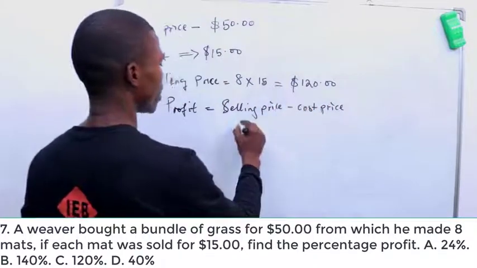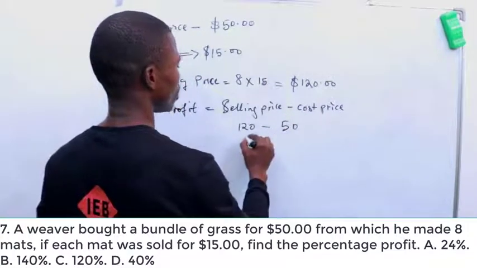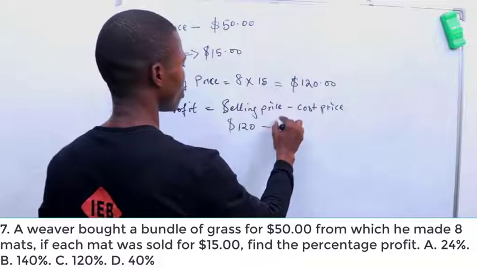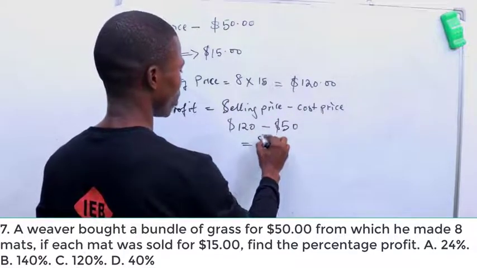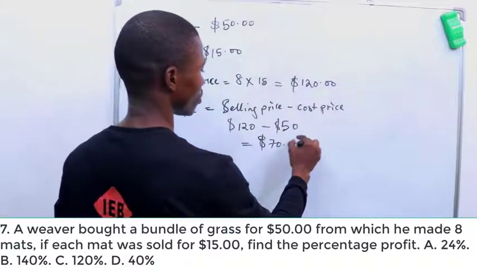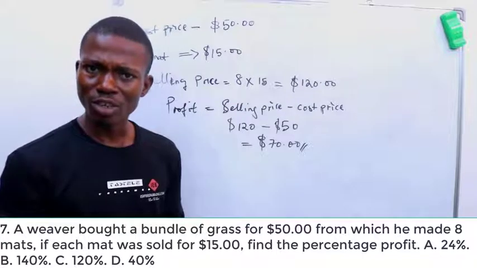Okay, our selling price is 120 minus our cost price is 50. So let's put dollar. So our profit is what? $70. Okay, this is our profit. Is it our percentage profit?